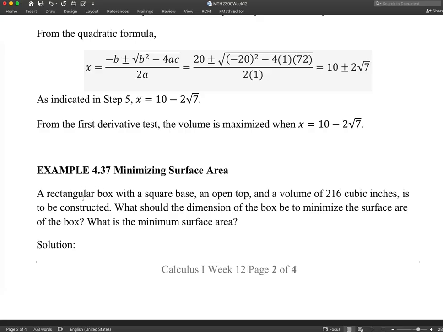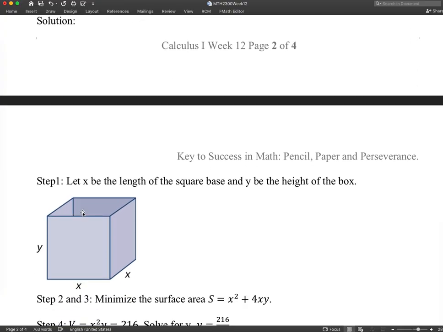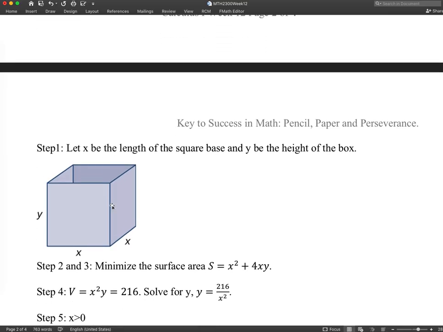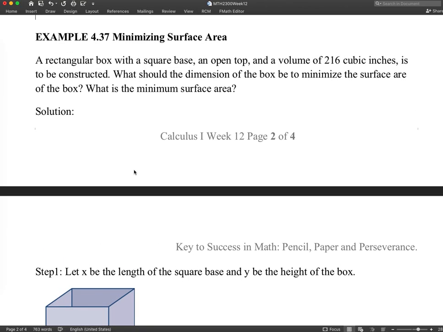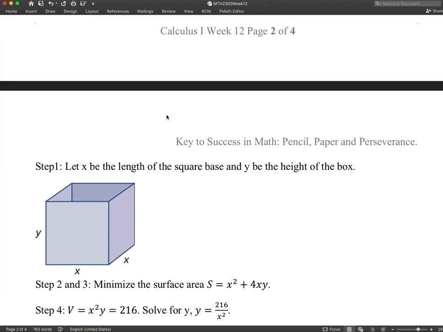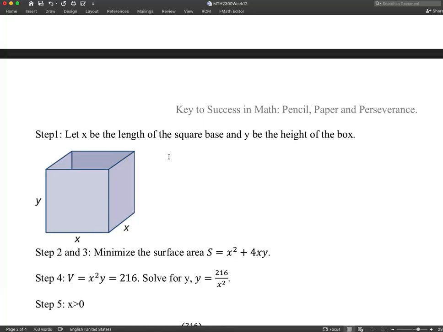So in this case, I still have some drawing here. We don't have to worry about how the box is built in detail. The only requirement here is that we make sure the volume is 216. The box has a square base. So I said x is the length of the square in the base, and y is the height.